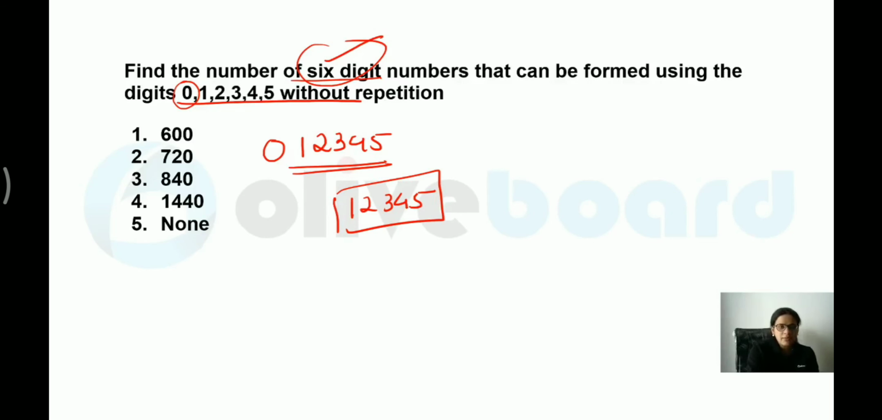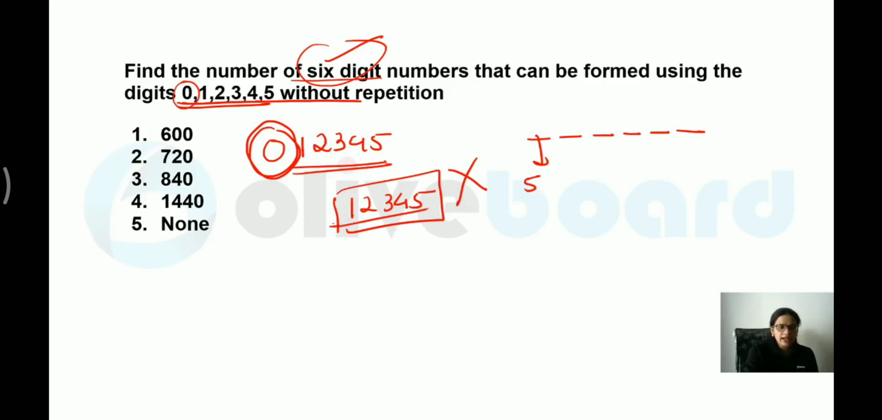Are you getting my point? So it is a 5-digit number. So this cannot be counted. What is the meaning? 0 cannot come at the first location over here. So whenever 0 is there, you have to be very careful in calculation. So total 6 digits are there. Now here 0 cannot come because it will make it a 5-digit number. Are you getting it? So you have to write other than 0, how many choices do you have? 5 choices over here.